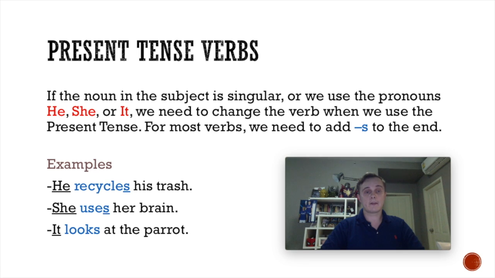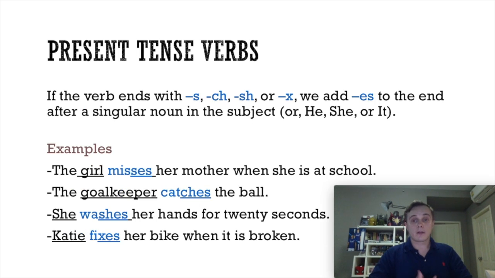And like we just said, we do the same for the pronouns he, she, or it. So if I say he recycles his trash, with he I need to add s to the verb recycle. She uses her brain. Again, we've got the pronoun she, I add s to the verb use. It looks at the parrot. I use the pronoun it, so I need to add s to the verb look. So for most verbs, when we have a singular noun, or he, she, or it, it's quite easy. We just add s to the verb.